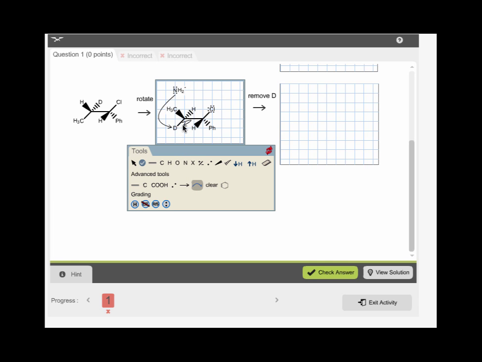Second, I need to move the pair of electrons that was part of the C deuterium bond and make it into a CC pi bond. And again, I'm going to drag it down to make it pretty. And finally, I need to show the leaving group leaving, taking its pair of electrons with it. And that should give me credit for this box. We'll see.